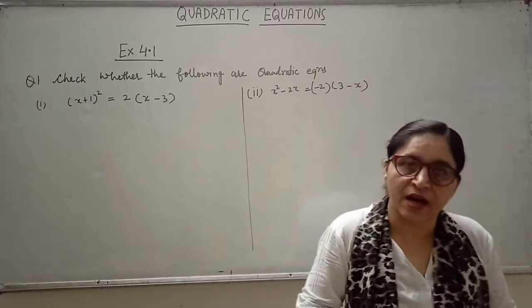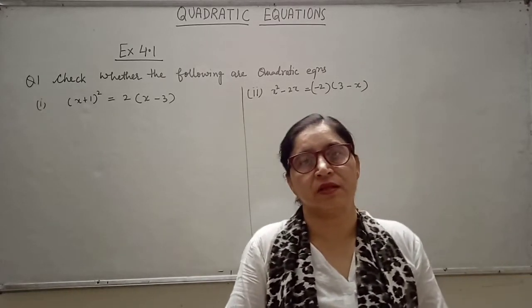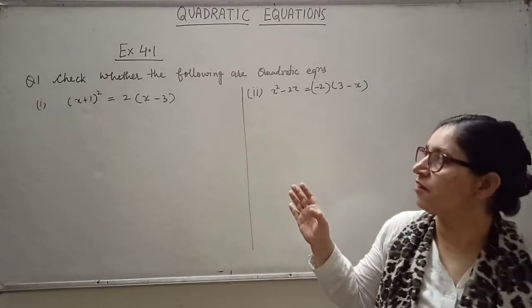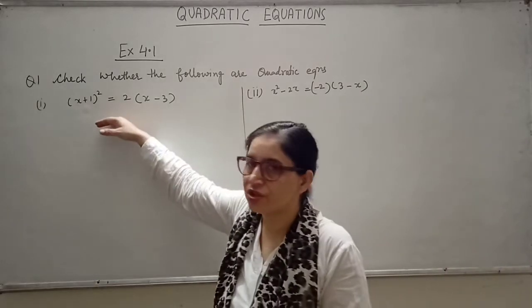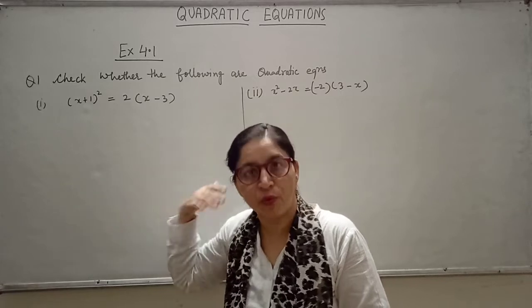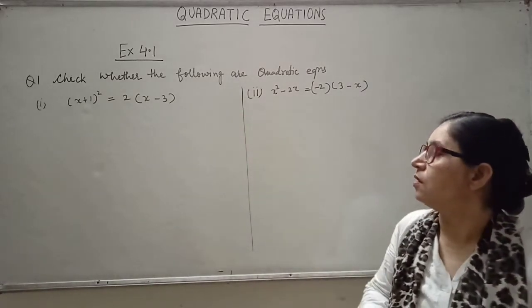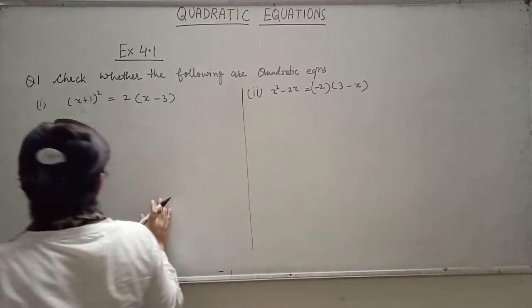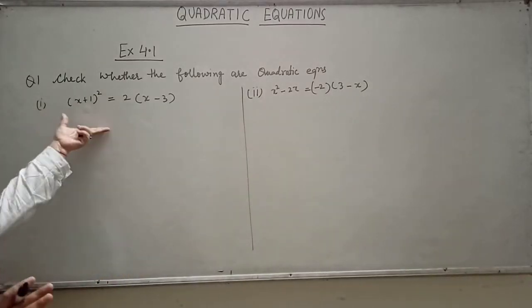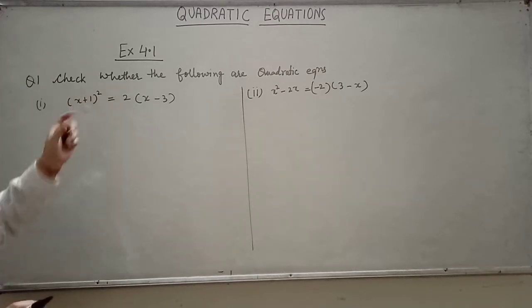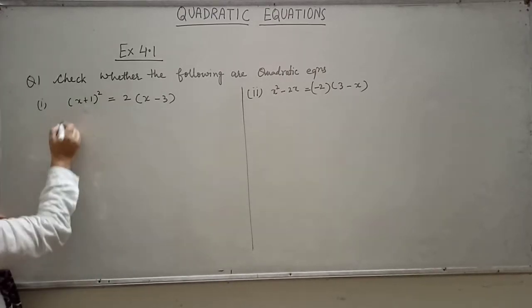And students, let us start the sums of exercise 4.1 of your NCERT book. First question is this, in which we have been given this equation and we are to check whether this is a quadratic equation or not. These are the first two parts of the first question. To check whether the given form is a quadratic equation or not, first of all we need to simplify this. So let us simplify this.